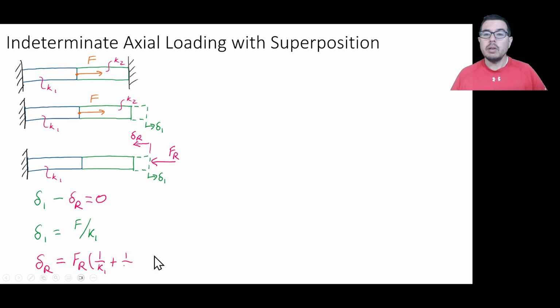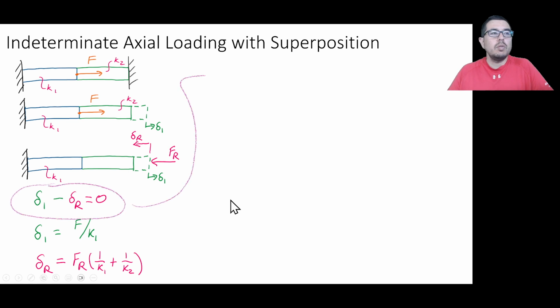Now, what is delta R? Delta R, which is equal to this delta 1 as well, is going to be dependent on this force from the right acting to compress both of these bars. And we know that the bar on the left has spring constant K1 and the bar on the right has spring constant K2. These two bars are in series with each other with this applied force. And so we can figure out what delta R is in terms of the inverse of the summation of the inverses of the individual spring constants.